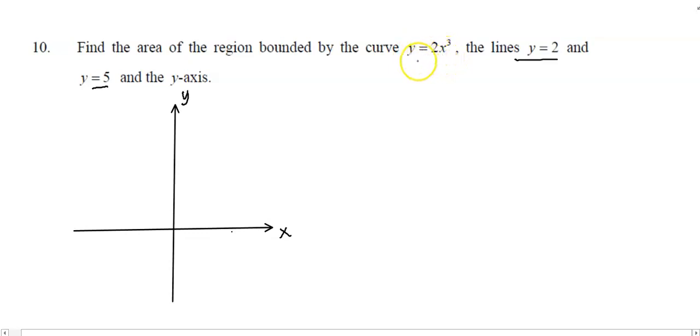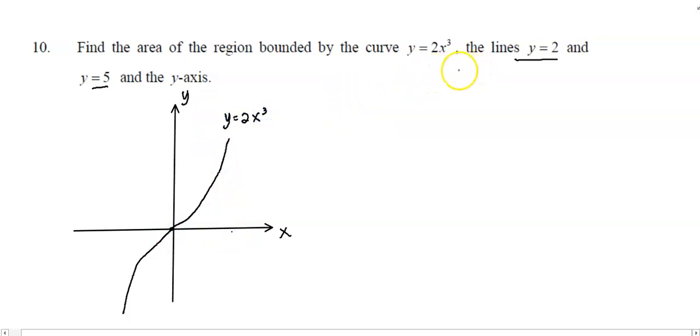Basically, we know how to sketch y equals x cubed. If you multiply x cubed by 2, it won't affect the shape of the graph, it just affects the gradient. Maybe you will see that the graph is going up faster or going down faster. So we'll follow the shape of y equals x cubed. The shape is roughly like that. From the first quadrant, you go to the third quadrant, and it passes through the origin. So this is y equals 2x cubed.